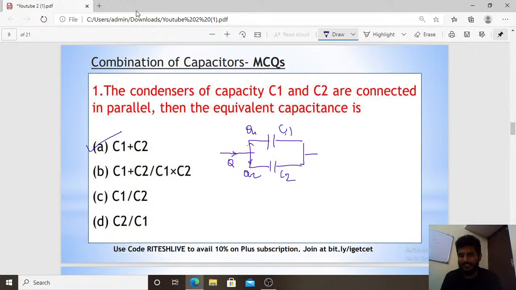When they are in parallel, you know that, right? How to derive it? Q is equal to CV. Voltage will be the same, so C1V plus C2V we got. So we directly write this is nothing but C equivalent times V. V gets cancelled. Remaining is C equivalent is equal to C1 plus C2. So this is the derivation actually. So the right answer is A.